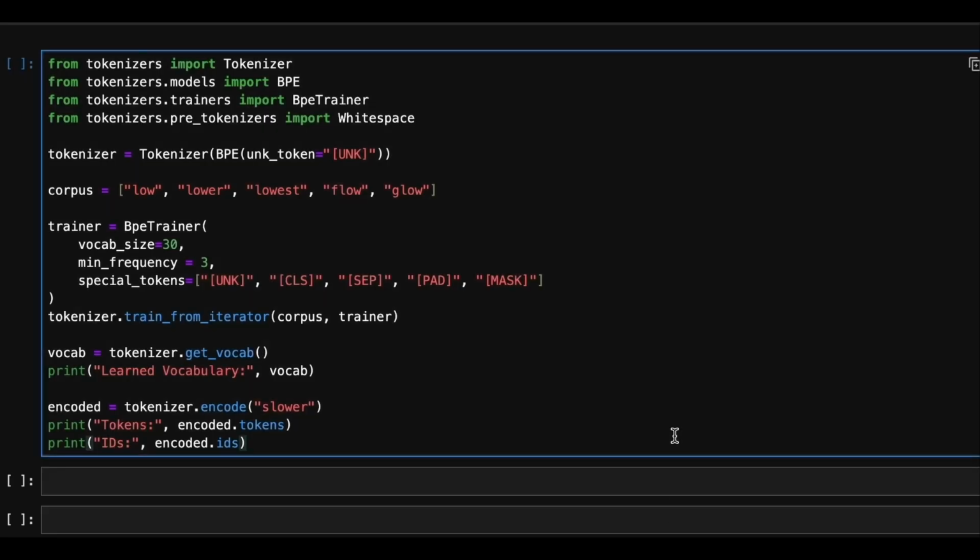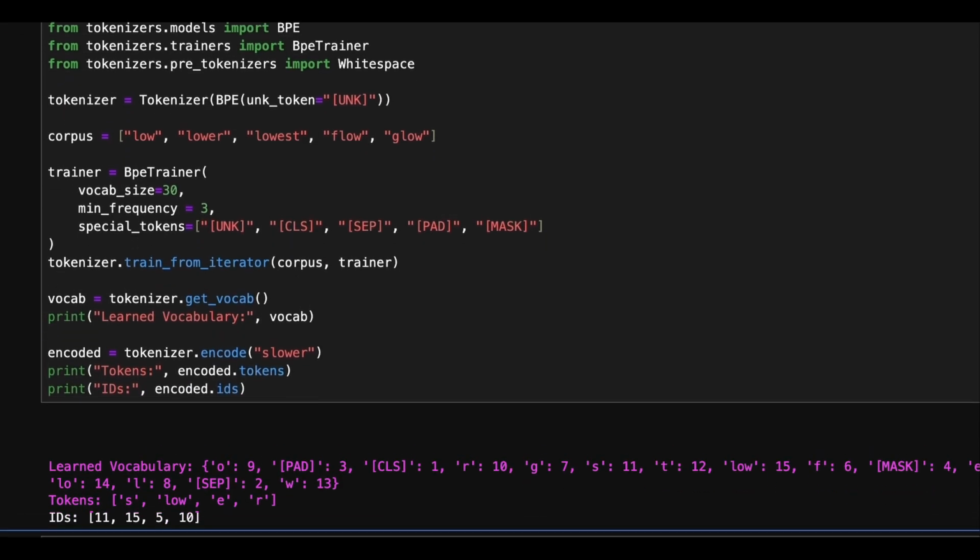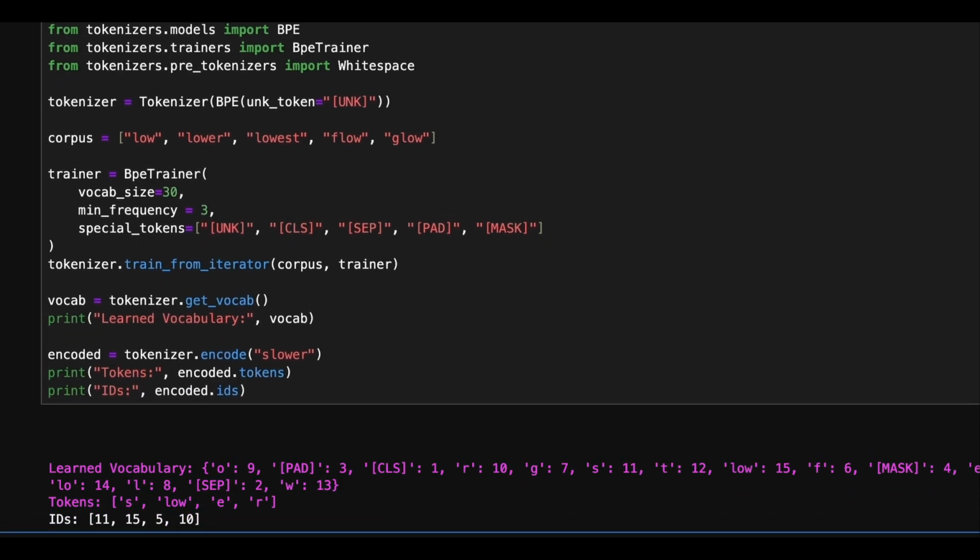There's no fixed number of iterations. It keeps updating the vocabulary during training until it reaches the target vocabulary size or runs out of frequent pairs to merge. After training, when you encode a word, say slower, it provides the tokens it learned during training, and since it's all about frequency, tweaking the min frequency setting can produce different tokens for the same word.